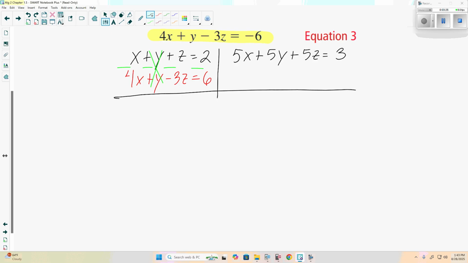Now, x minus 4x is going to be negative 3x. Y minus y is still 0. Z minus negative 3z. Well, the negative and negative will make a plus. Plus 4z. 2 minus 6 is negative 4. So we have negative 3x plus 4z equals negative 4.